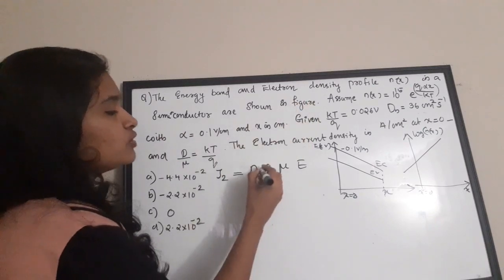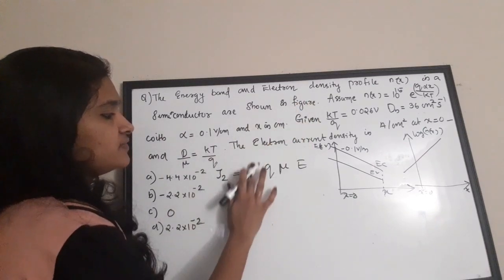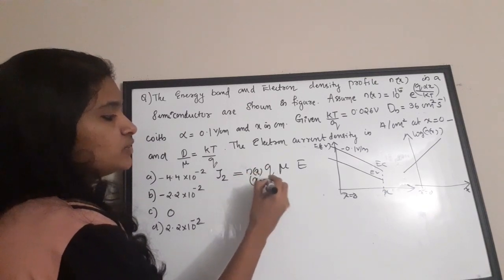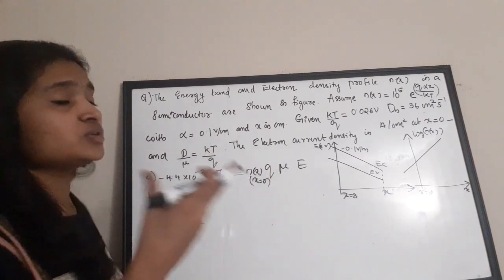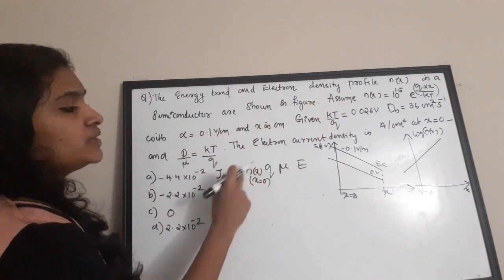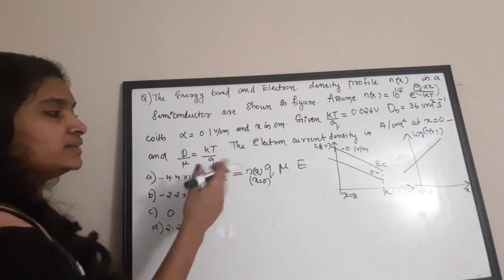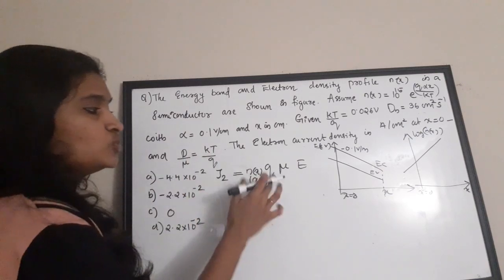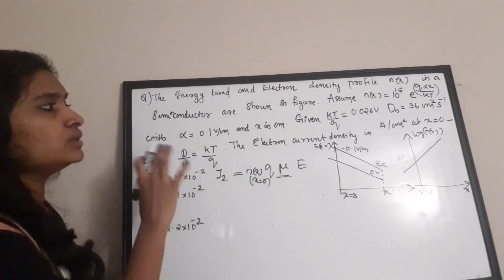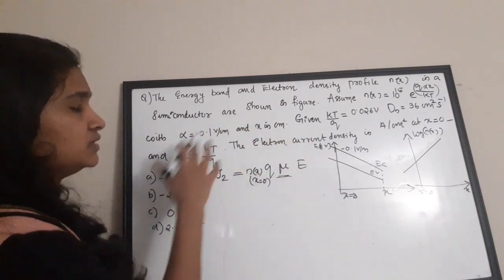Here the value of Nx, the electron density, is given. So we'll take Nx at x is equal to 0. We need to find the value of current density at x is equal to 0, right? So we'll take the electron density profile and put x is equal to 0 to get the number of electrons. Next, Q we know. The third term is mobility. Mobility we don't see anywhere in the question, right?